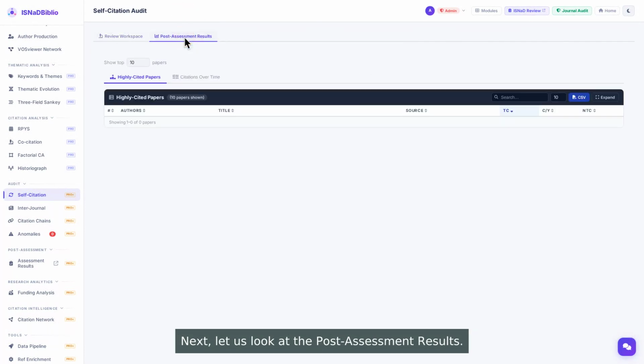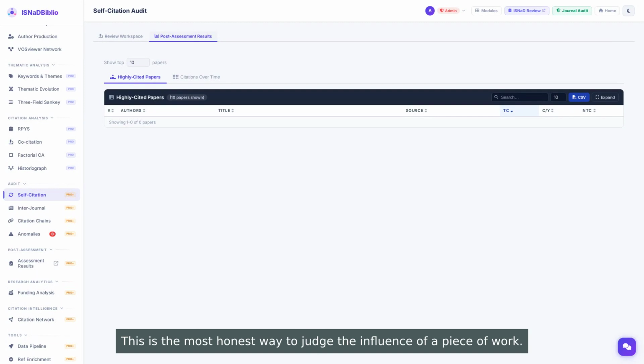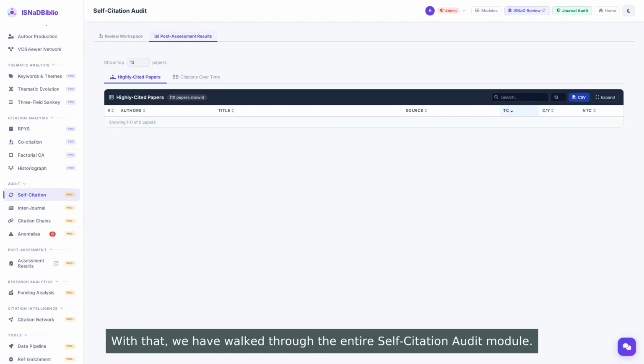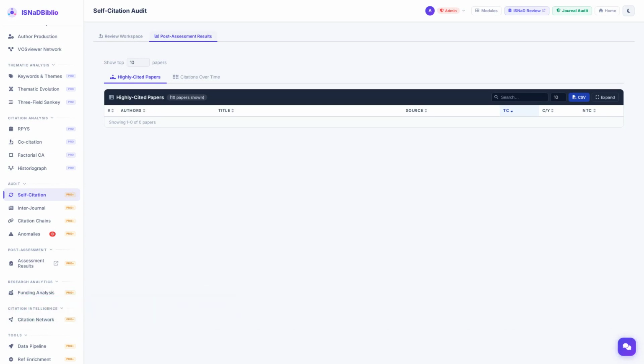Next, let us look at the post-assessment results. This section shows how the impact measures change once self-citations are taken out of the count. This is the most honest way to judge the influence of a piece of work. If an article drops sharply in rank once self-citations are excluded, its impact was largely propped up by its own references. With that, we have walked through the entire self-citation audit module.